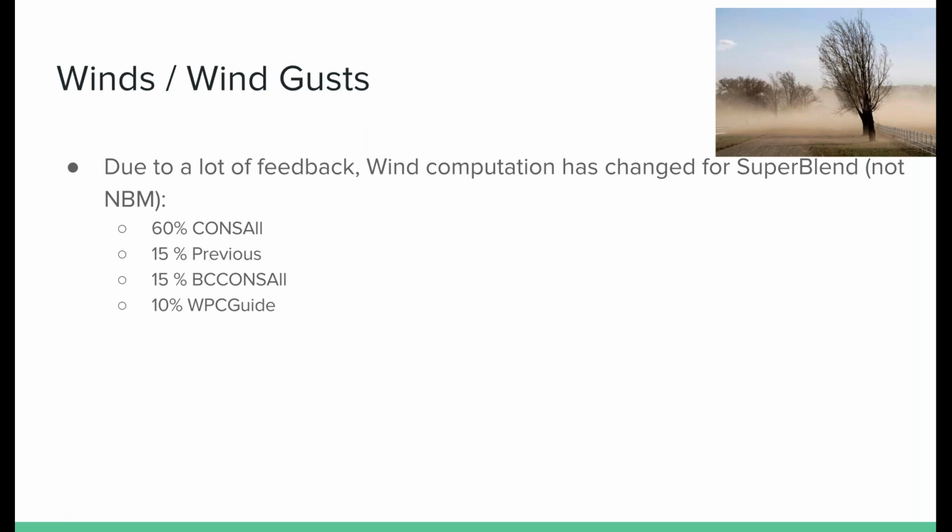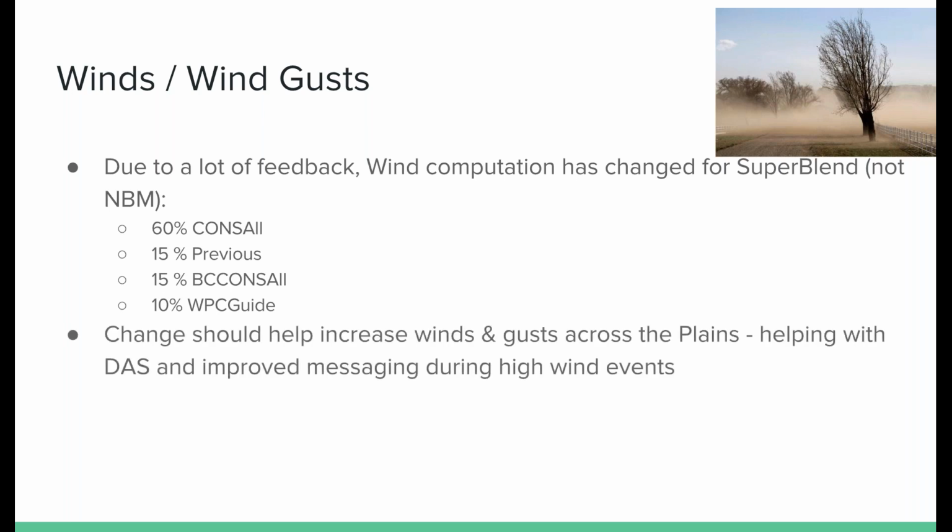And a lot of this is because the feedback said that a lot of people were often going towards the consol, consmos situation, and really the bias correction here was hurting the forecast. This change should help increase winds and gusts across the plains, and thus helping with any digital aviation in those areas, as well as improved messaging for the high wind event.